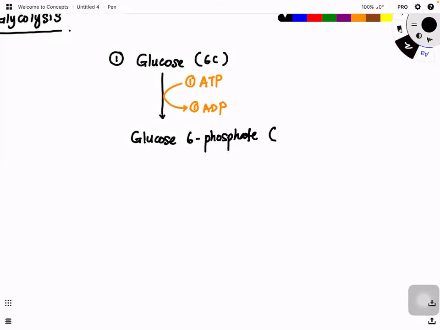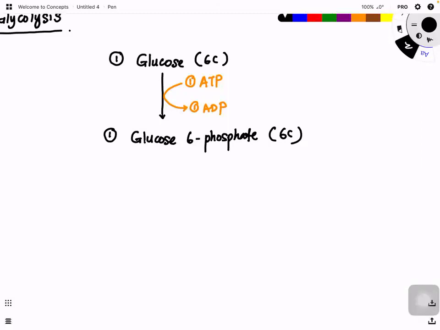Okay, also 6 carbon, 1 molecule. Are you clear? Clear not so far? Okay, so it means that the first process we have done.